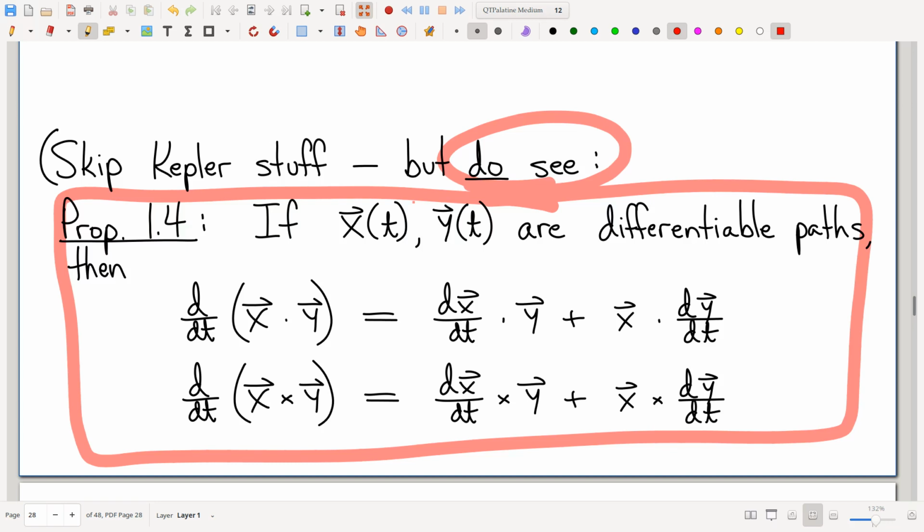If you have a couple of vector-valued single variable functions and you dot them, the derivative of the dot product obeys a product rule. And likewise the cross product. So again, useful stuff to know. And you are responsible for this. This is part of the course.